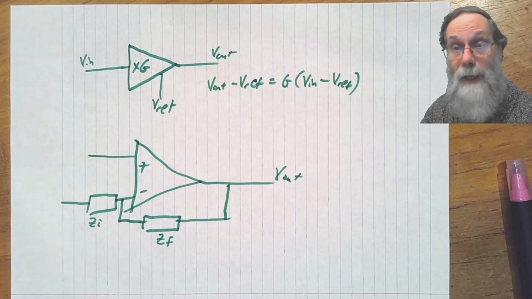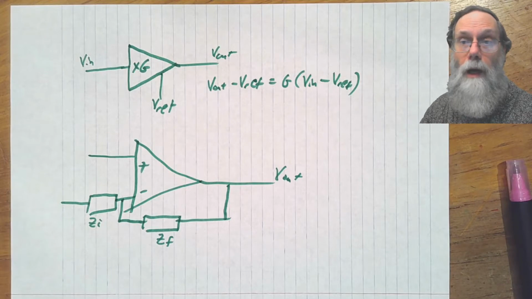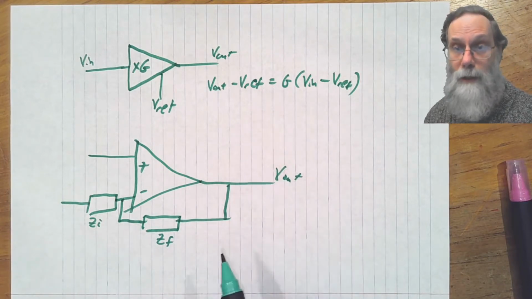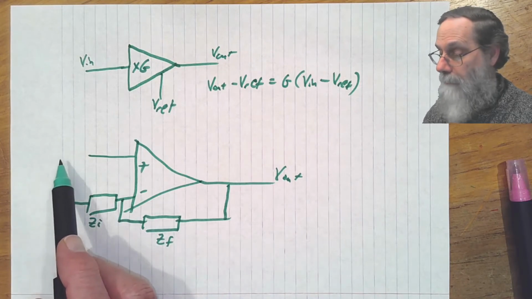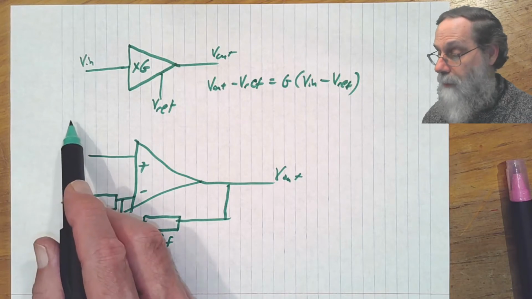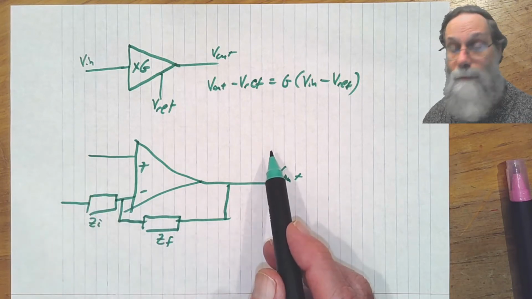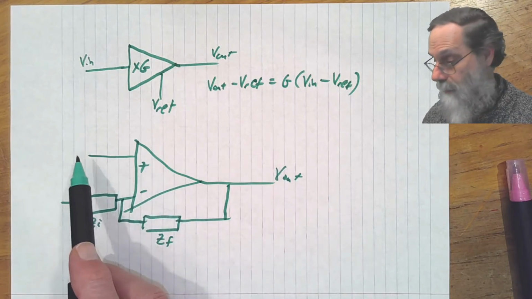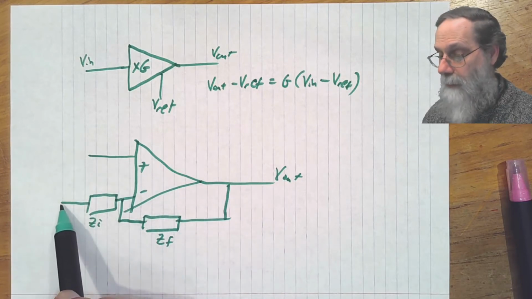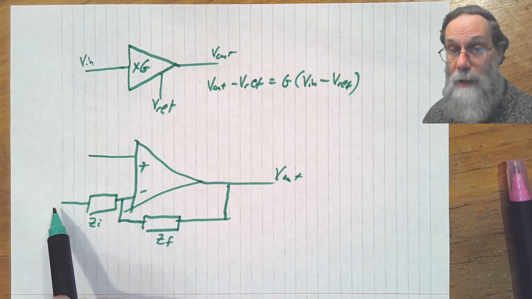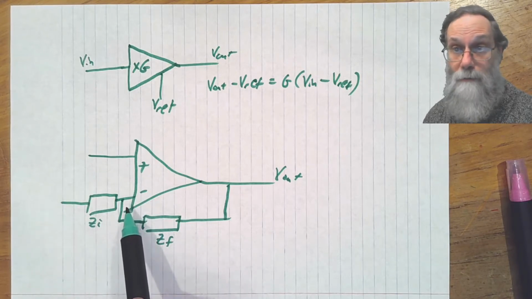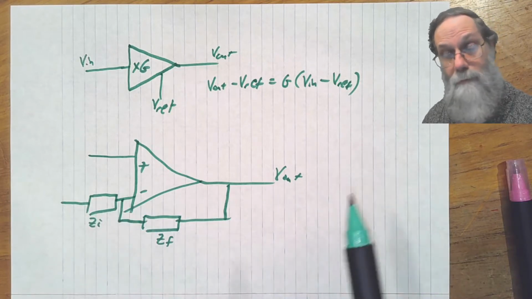Well, that depends on whether we want a positive or a negative gain here. If we put V in on the positive side here, then as V in goes up, V out will go up. That's what the plus here means, that the output goes up as the input goes up. If we put V in on the lower line here, then as it goes up, this voltage drops, and V out goes down.